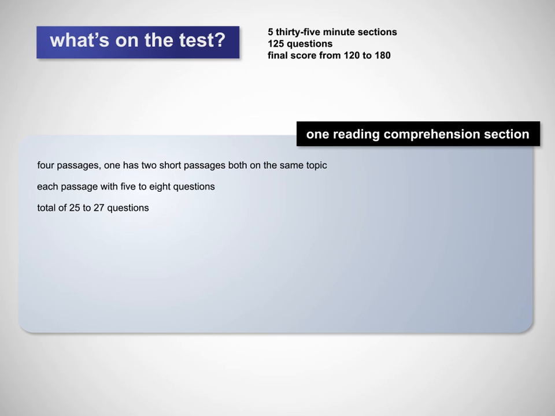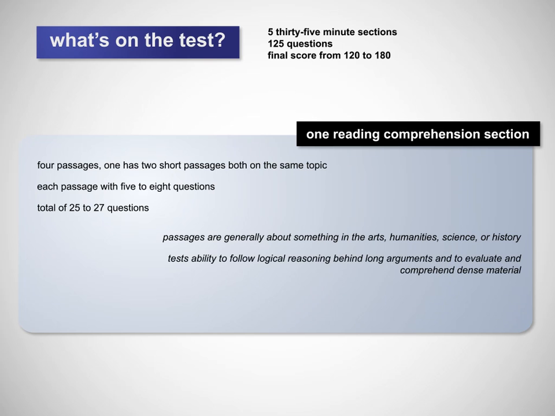These reading comprehension passages are the same thing that we've seen from the beginning of school, from grade 1 throughout high school and college. And they're generally going to be about something in the arts, in the humanities, in science, or in history. And the point of this section is to test your ability to follow logical reasoning behind long arguments and to evaluate and comprehend dense material. So it's like the argument section. It's similar in that it tests your verbal reasoning, but it's for much longer passages and much more dense material.